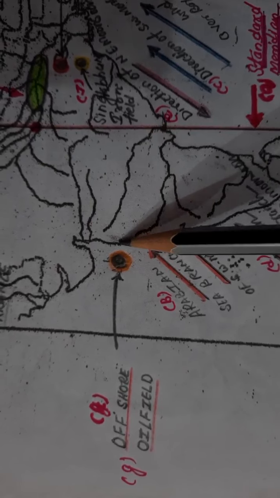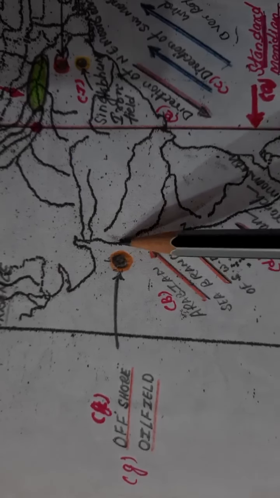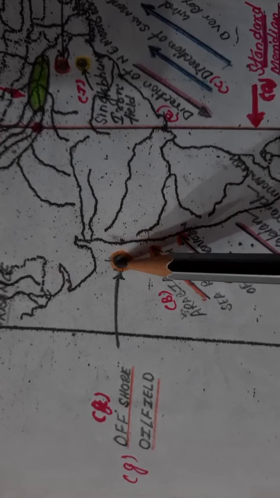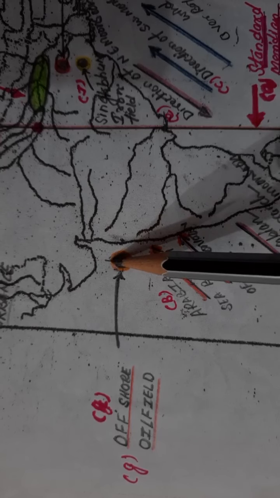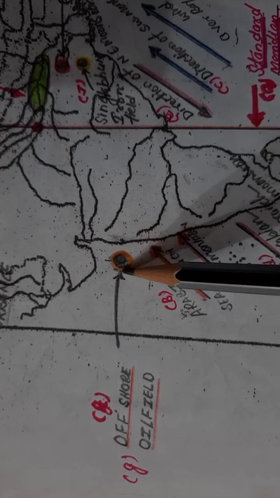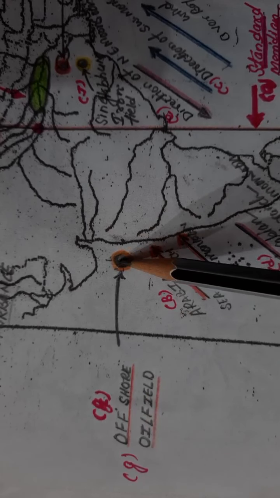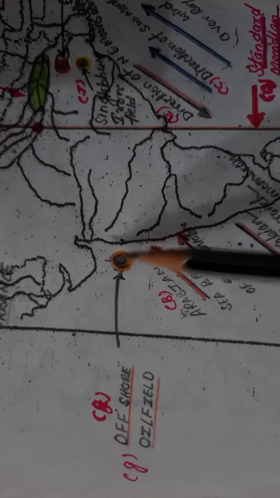This dot you can see in western Mumbai, and to the northwest direction from Mumbai, you can mark 3 or 4 centimeters away from Mumbai High in the northeast direction. That is the Mumbai High. This is the offshore oil field. And what is the name of this offshore oil field? Mumbai High is the name.